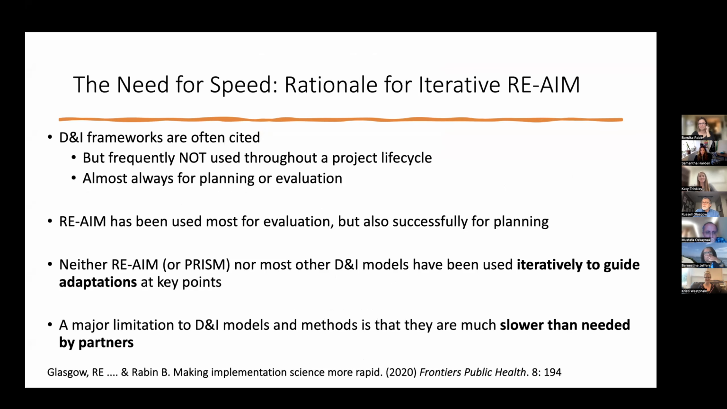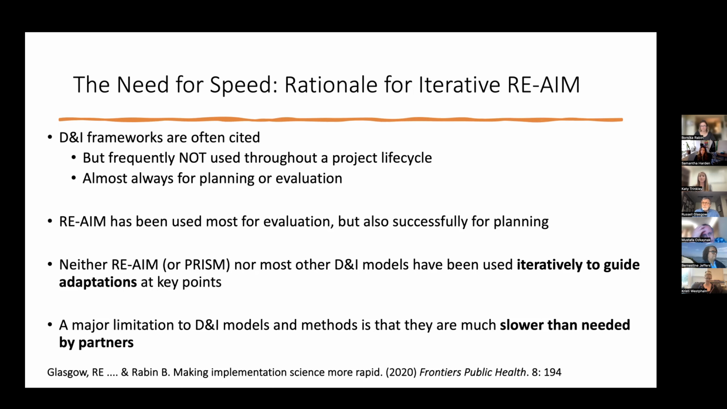Before I provide a very high-level overview of the web tool that's still in development, I want to provide a little bit of background. One of the drivers for this web tool is we need to move faster in order to get evidence into real-world settings. When we look at D&I frameworks historically, they're often used in the literature, but they're infrequently used throughout the life cycle of a program or project. When we think about the life cycle, we're thinking about pre-implementation planning, implementation, and sustainment or evaluation. Most often, historically, these D&I frameworks are used for either planning or evaluation.